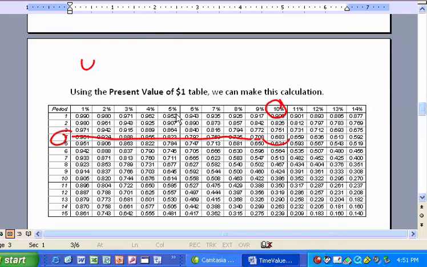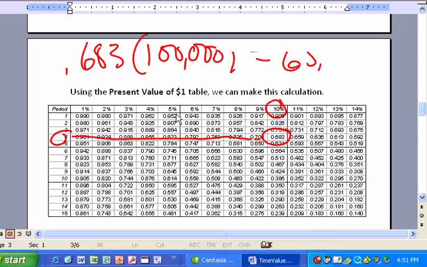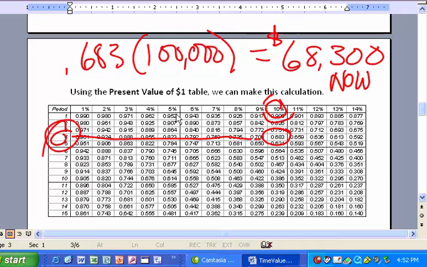So 0.683 times $100,000 is going to be $68,300 if I looked at my table correctly. So in other words, if we deposit $68,300 today and let that compound at 10% for 4 periods, then we'll have that $100,000 that we need 4 years from now.